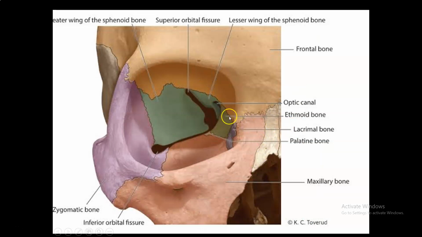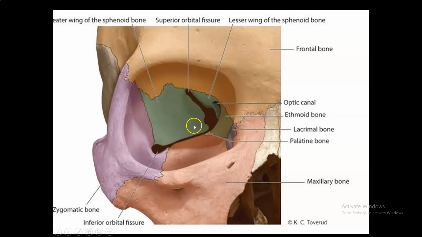And this is an orbital view. If you look at the orbit from the front and you remove the orbital content, you can see that the lesser wing of the sphenoid is here and the optic canal is here, and the greater wing of the sphenoid forming the lateral wall of the orbit, as we said, and it is articulating with the zygomatic bone. The space between the lesser wing and greater wing forms the superior orbital fissure, and also the space between the greater wing and the maxillary bone forms the inferior orbital fissure.